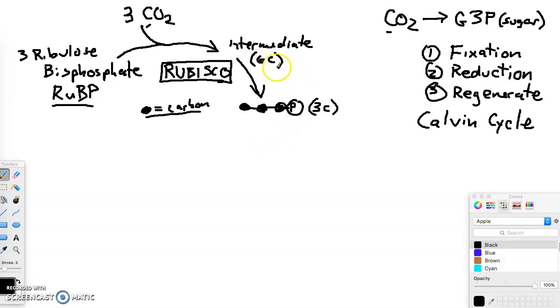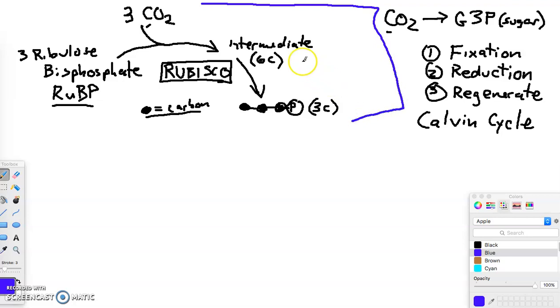Okay, so what is all this, right? What we're actually talking about, I'll use a different color here, blue, is something we call fixation. All of this part right in here is called fixation, or carbon fixation. All right, that's fixation. Okay, let's continue on now. We're not done. We've just taken carbon and put it into this other molecule, a 3-carbon intermediate.